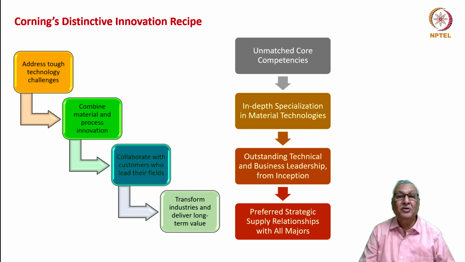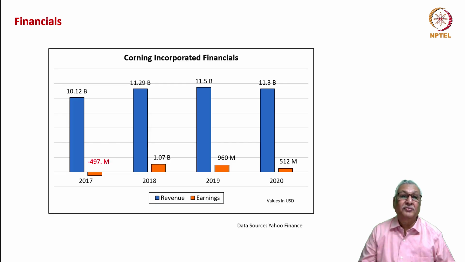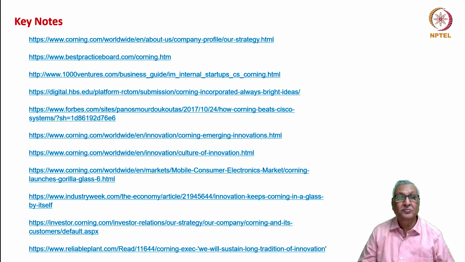So if you analyze Corning: unmatched core competencies, in-depth specialization in material technologies, outstanding technical and business leadership from inception, and preferred strategic supply relations with all majors drove Corning's innovation drive. As a result, the financials have been stable and earnings also have been positive in the last few years. These are the notes related to Corning. You can go through them when time permits.